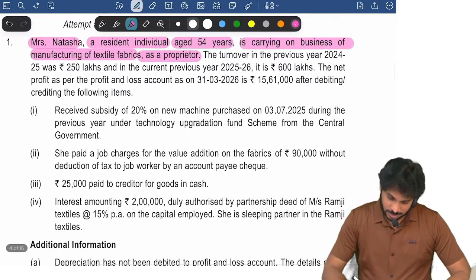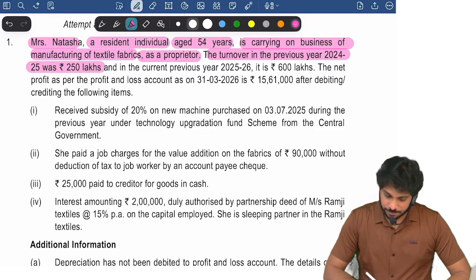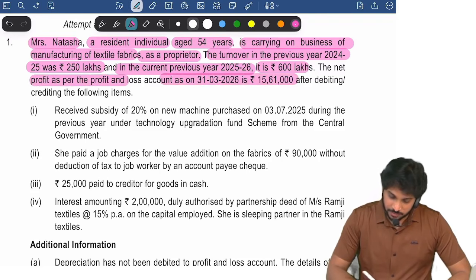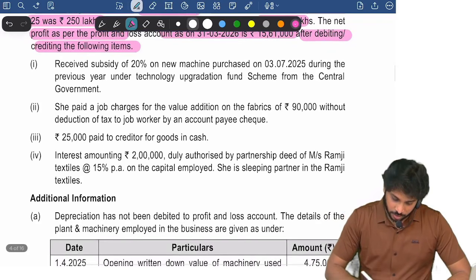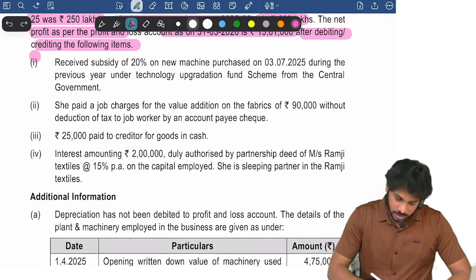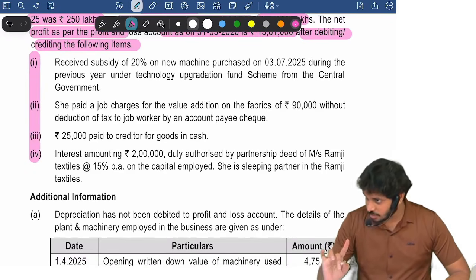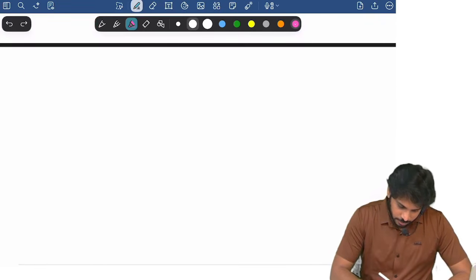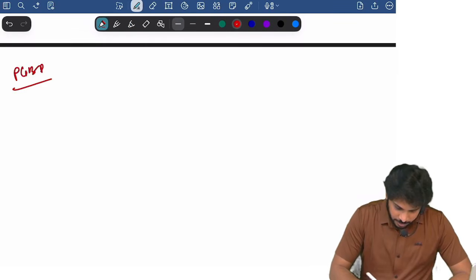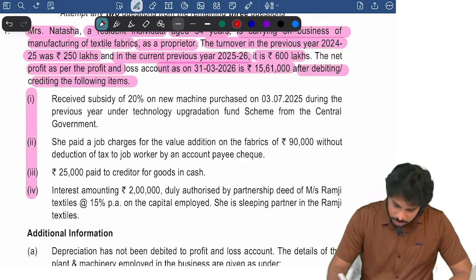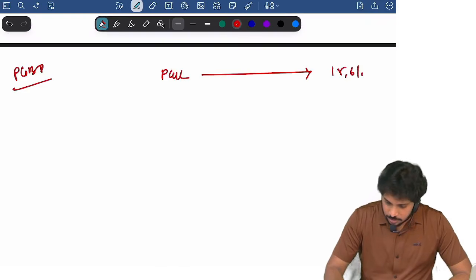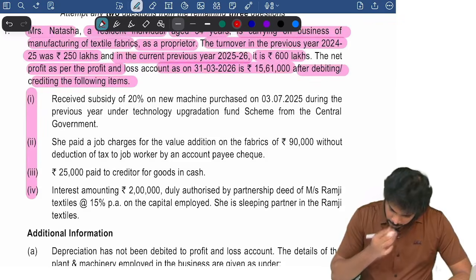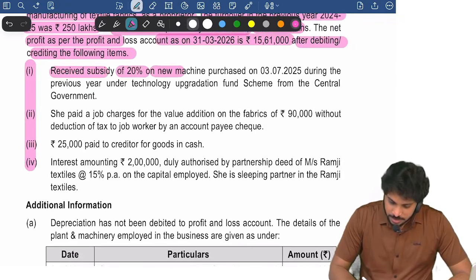The turnover in the last year was 2.5 crore and in the current year was 6 crore. The net profit as per P&L account is 15,61,000 after debiting or crediting the following items. Only 4 pieces of information they have given. Additional information is not dealt in P&L, that's what it generally means. Yes or no? Fine. So first I am computing PGBP. P&L account profit is how much? 15,61,000. Correct?